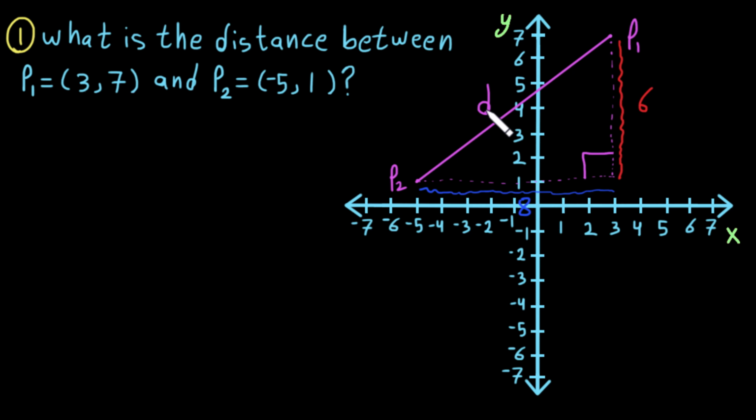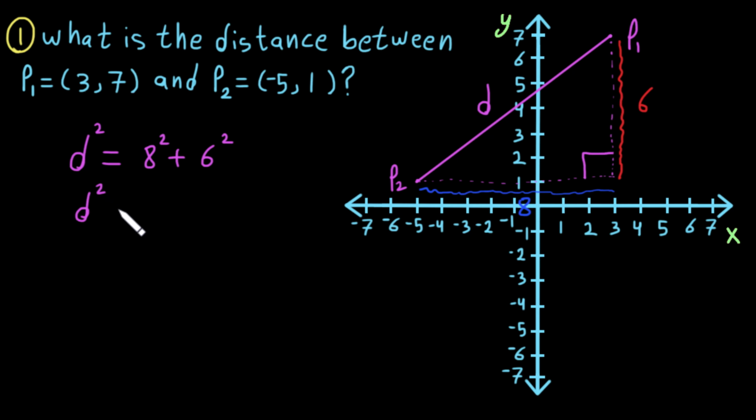So the distance D, which is from P1 to P2 on this side, is the hypotenuse of this right triangle. Now we want to find this D by using the Pythagorean formula, which is D square equals this square plus this square, plus this here 6 square. Now let's compute this one.